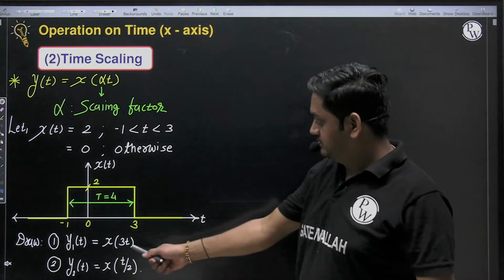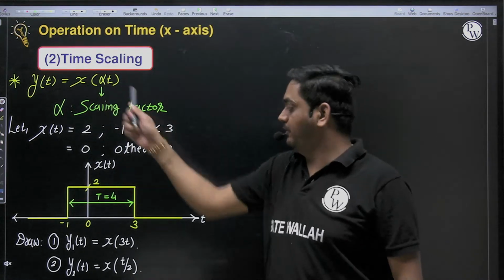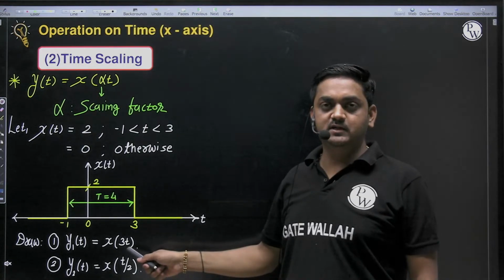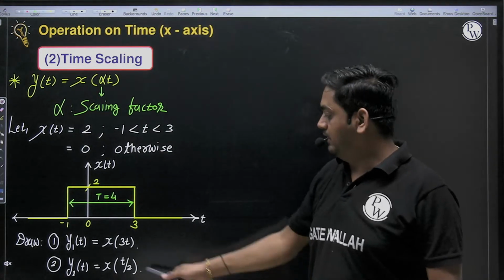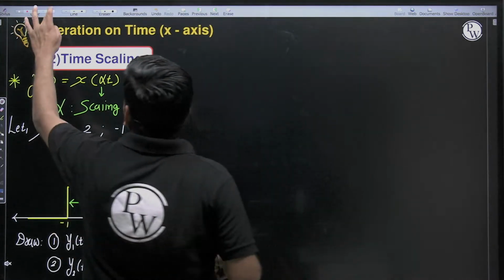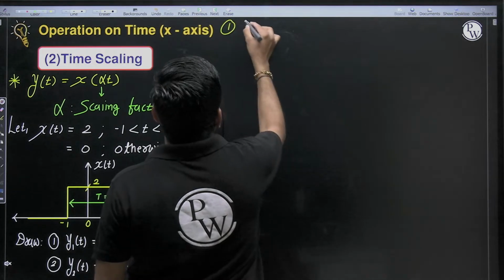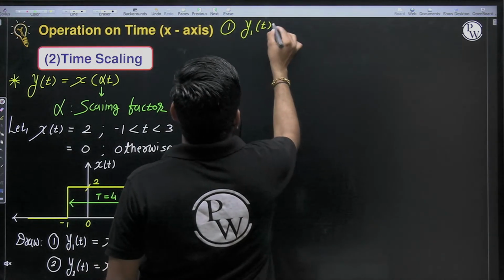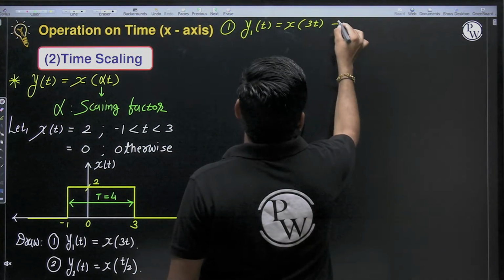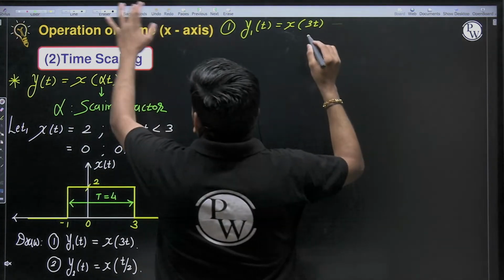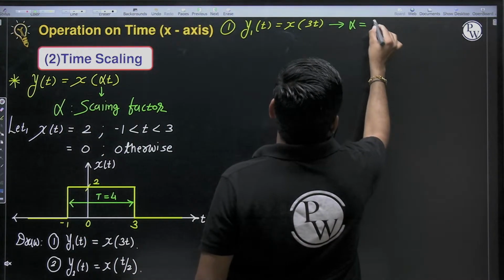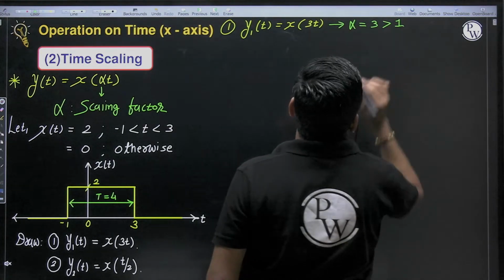So in this case you can see the scaling factor. If you compare with the standard format, then scaling factor alpha equal to 3, which is greater than 1, and in the second case alpha equal to 1 by 2, which is less than 1, guys. Okay, so the first case I am taking y1 of t is equal to x of 3t, guys. Compared with the standard format, alpha equal to 3, greater than 1.